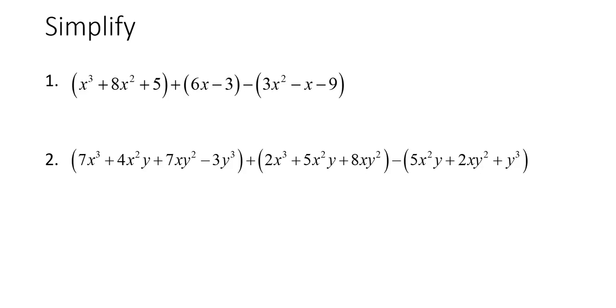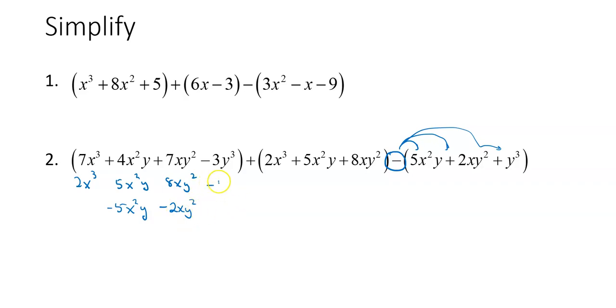Okay. So let's try grouping things together. So I've got a 7x to the third. I've got a 2x to the third. Plus a 5x squared y, and an 8xy squared. Now look at the third term. The third term has a minus before it. So everything here gets its sign changed as we go along. So it becomes a minus 5x squared y. It becomes a minus 2xy squared. And it becomes a minus y cubed.